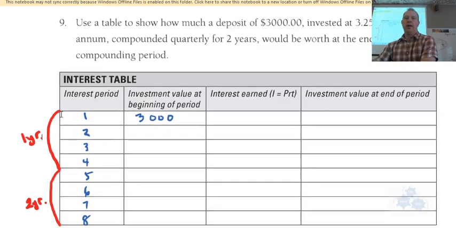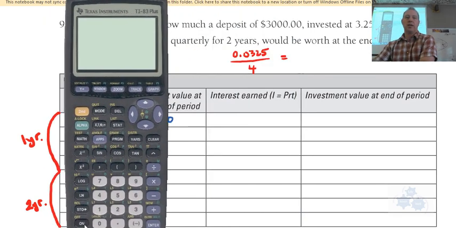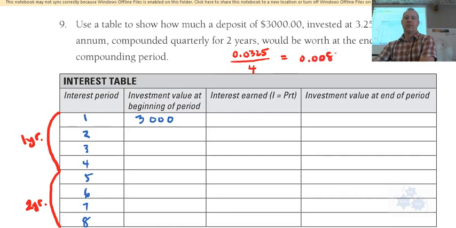Okay. So something else that we can do, before we even start here, is take 0.0325, and it's going to be quarterly, so we're going to divide that by 4. And that's the decimal number that we're going to use to find our interest each period. So what does that equal? 0.0325 divided by 4 is 0.008125. So this is the number that we're going to use in this column.